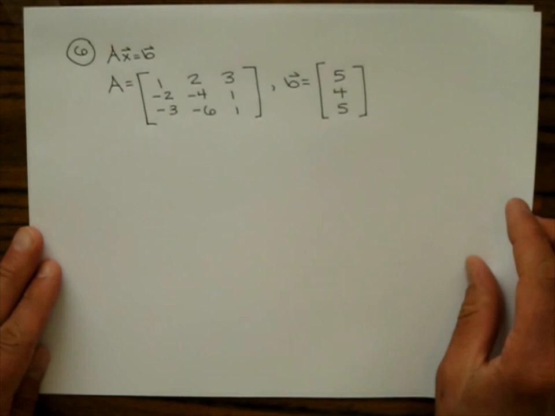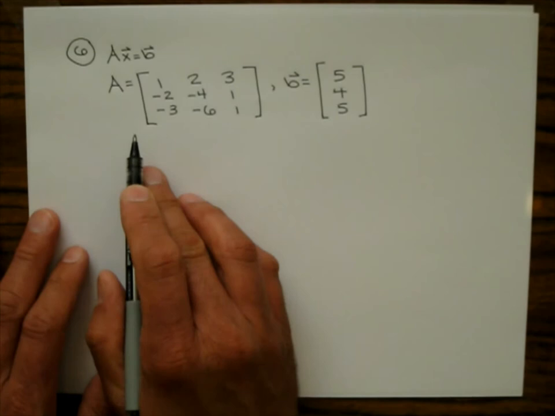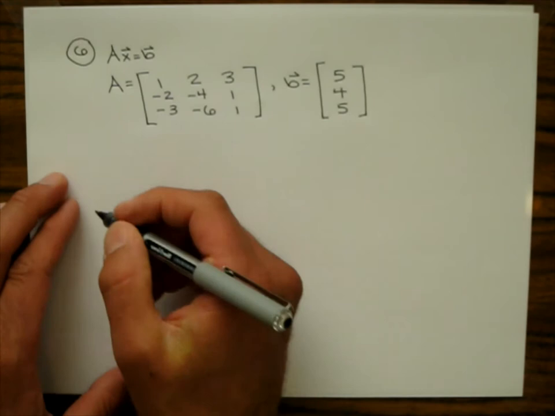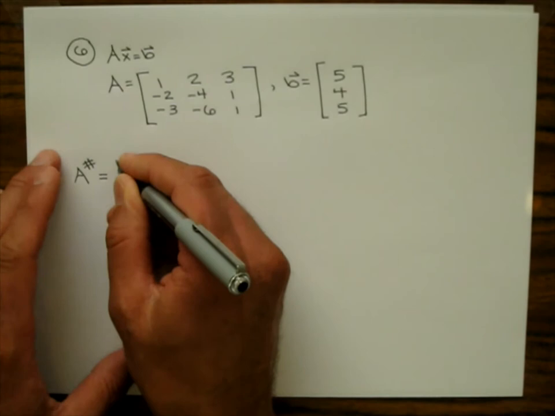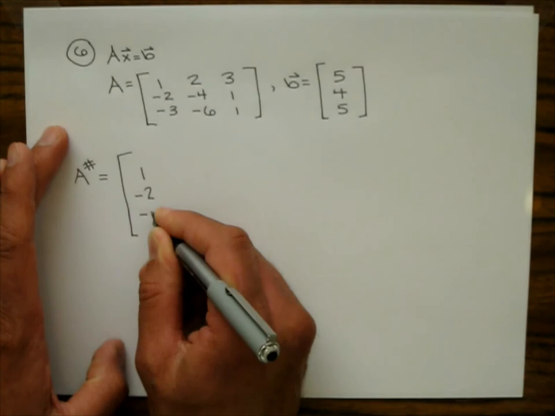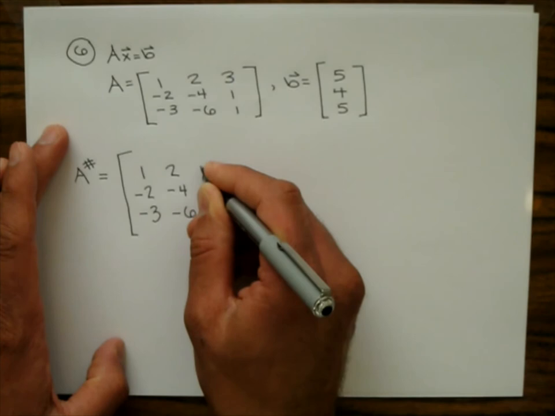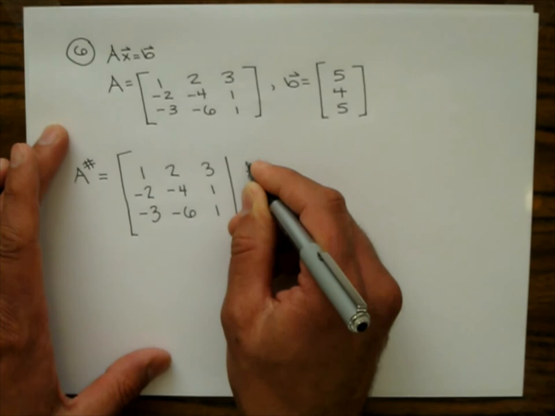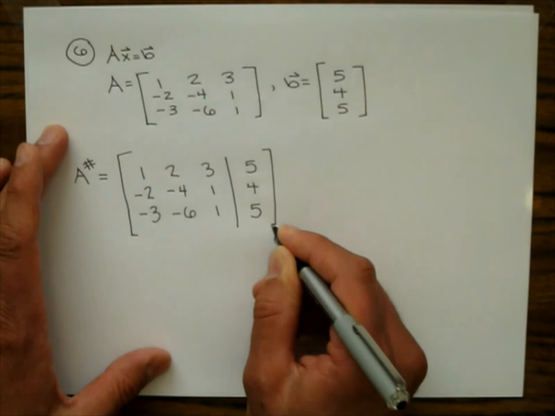Okay, so this right here is a 3x3 system, 3 equations, 3 unknowns, and this time I'm giving you just AX equals B. So some of your problems will be written like this. The first thing that I want to do is write out the augmented matrix. The augmented matrix looks like this: 1, negative 2, negative 3, 2, negative 4, negative 6, 3, 1, 1. And then here we have 5, 4, 5. So that is the augmented matrix.